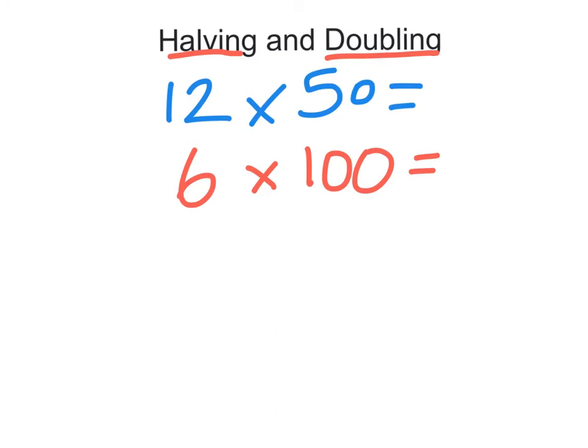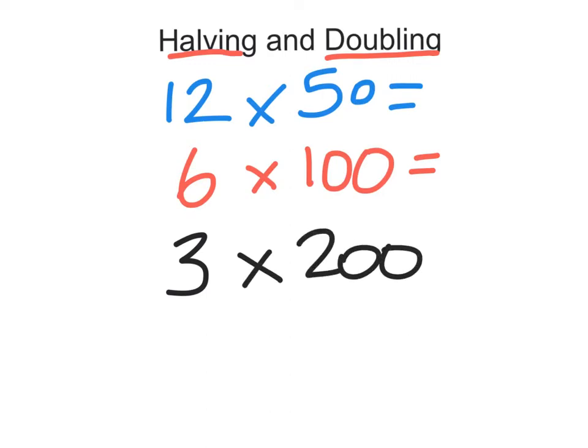Now let's pretend I didn't know how to do that one. What I could do is halve and double again. So I could cut 6 in half again. Half of 6 is 3. And I could double 100 to 200. And now I bet I can answer that.